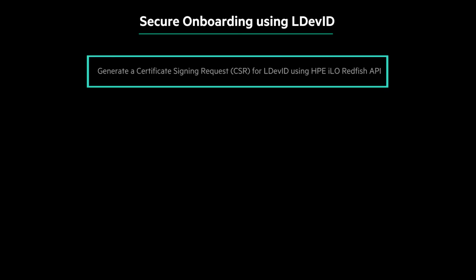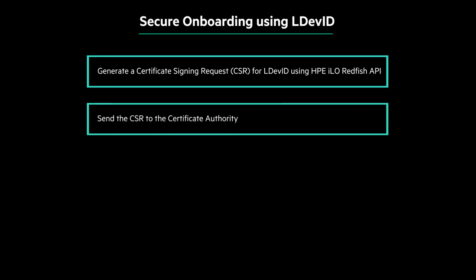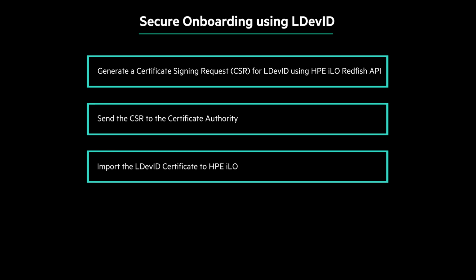To create and import the LDevID, generate a CSR for LDevID using HPE iLO Redfish API. Send the CSR to the certificate authority and import the LDevID certificate into HPE iLO. After importing, HPE iLO uses LDevID for authentication in IEEE 802.1x enabled network. The secure onboarding using LDevID is complete.